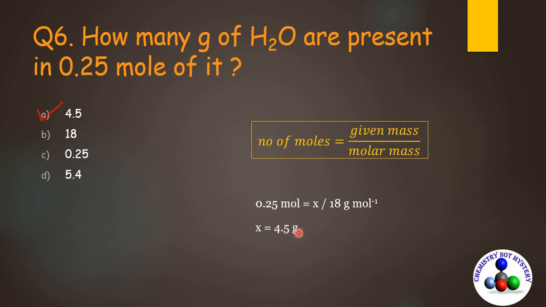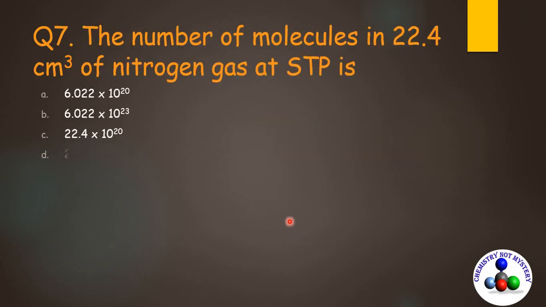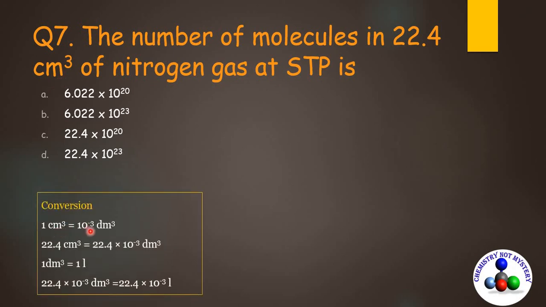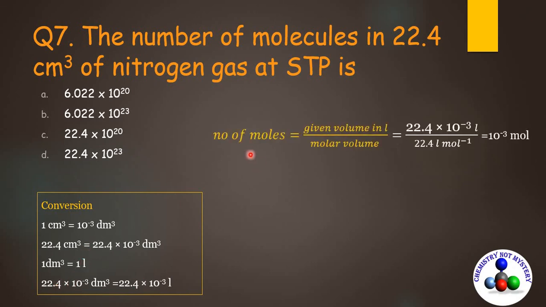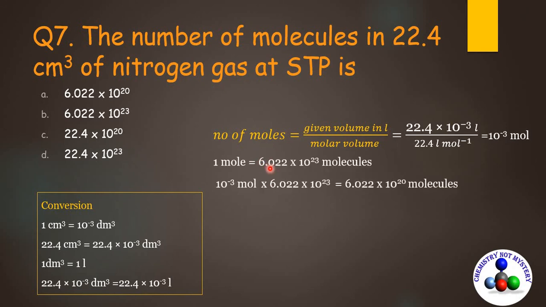Now solve the last question. The number of molecules in 22.4 centimeter cube of nitrogen gas at STP is. Options are given below. We have already solved this type of questions, but read the question carefully. Here volume is given in centimeter cube. First you have to change centimeter cube to liter, then solve the question by the usual method. First you have to calculate the number of moles, then multiply it by 6.023 into 10 raised to 23. You will get the number of molecules.